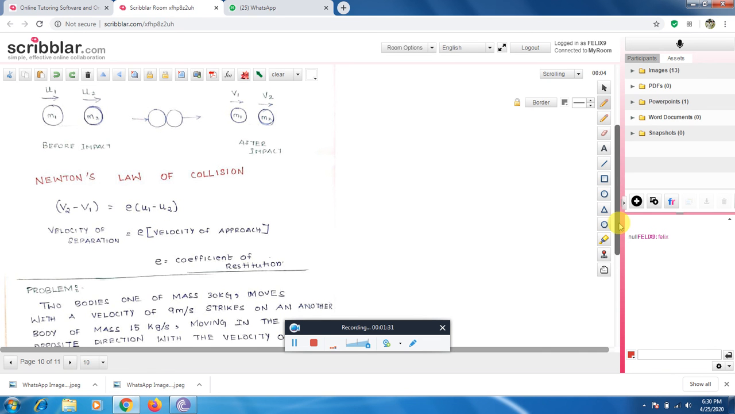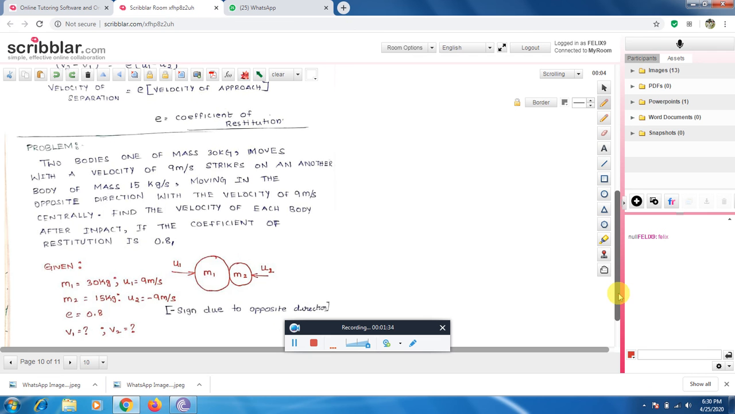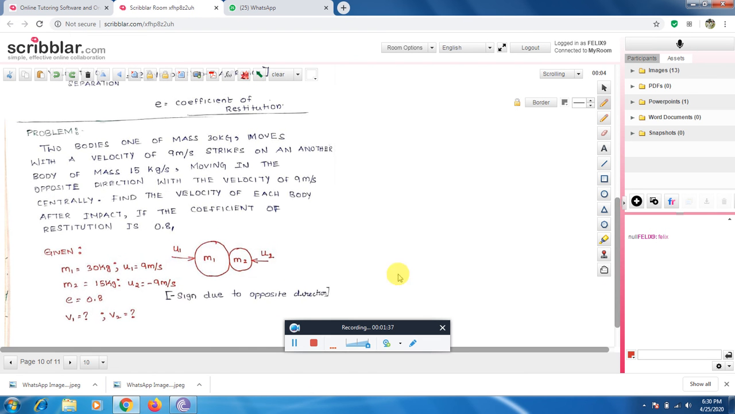So let us start a problem. The problem is going to be very easy. Only these two formulas will be used. Two bodies, one of mass 30 kg, moves with a velocity of 9 meter per second, strikes another body of mass 15 kg moving in the opposite direction with the velocity of 9 meter per second, centrally. Find the velocity of each body after impact if the coefficient of restitution is 0.8.